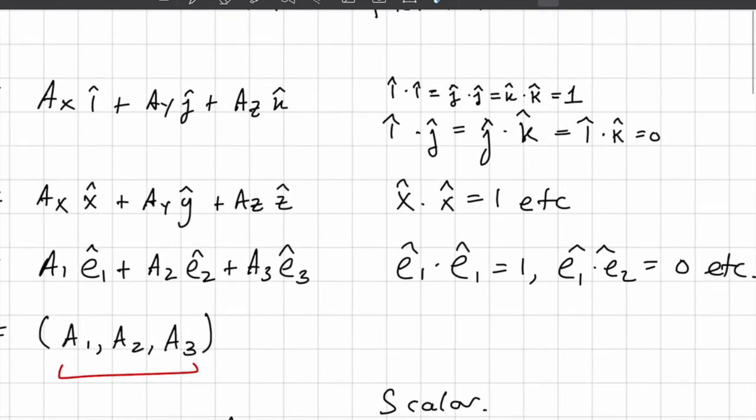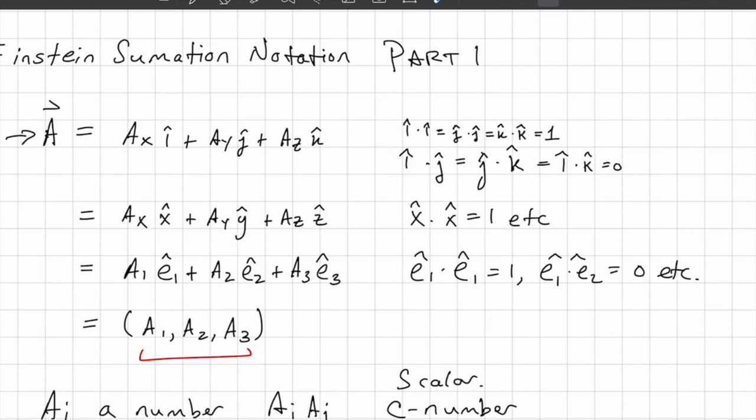And hopefully we've all seen this a lot in the past, like x hat dot x hat is 1, and i dot j, j dot k, i dot k are all 0. Carter, Kate, Kieran, you're all familiar with that, right?